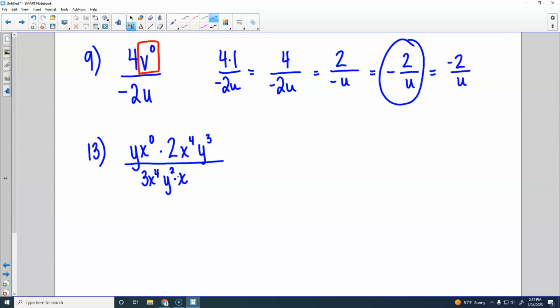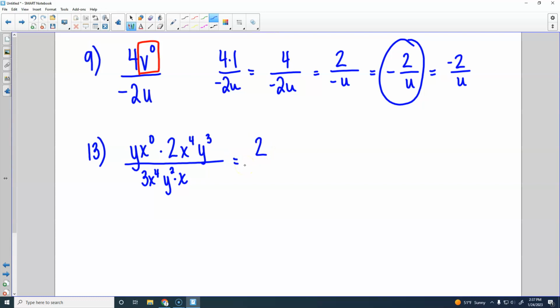All right, so what I would probably do for this one is a lot like we did for the one before that. I would work on just the top, putting everything together, and just the bottom, and putting everything together. And then I would worry about dividing. So in the top, usually we put our numbers first. So I'm going to put that 2 first.